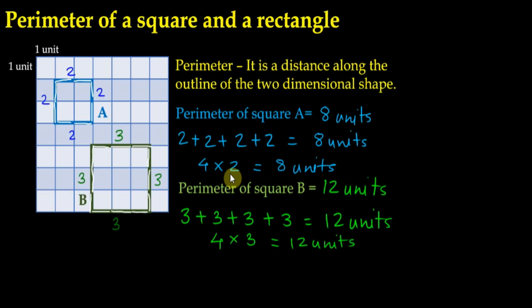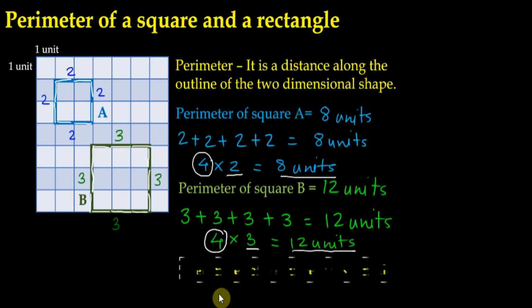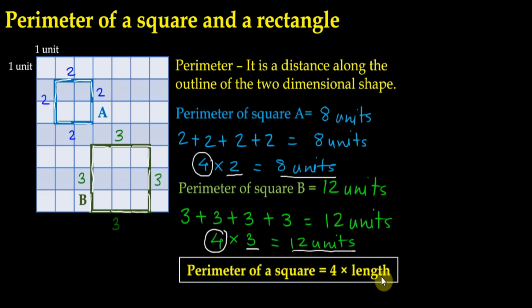So here 2 is the length of each side of square A and here 3 is the length of each side of square B. So if we know the length of a side of any square, then 4 times that length will give us the perimeter of that square. Therefore, we can conclude that the perimeter of any square is 4 times the length, where length is the length of the side of that square. So we can use this formula to calculate the perimeter of any square.